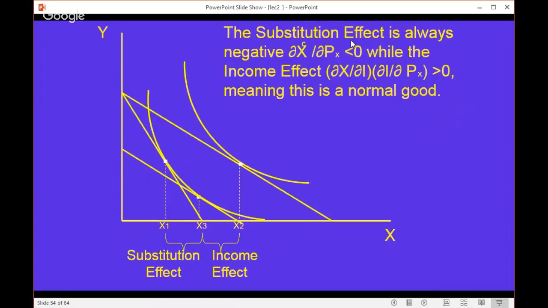So the substitution effect is always negative, as I said. The partial of the compensated X, in other words, compensated means I take money or I give him money to make him just as well off as he was before, with respect to the price is negative. In this case, the income effect is positive because it's a normal good. It's the partial of X with respect to PX, but that goes through income. So I have basically a chain rule: the partial of X with respect to I times the partial of I with respect to PX. In this case, it is positive.